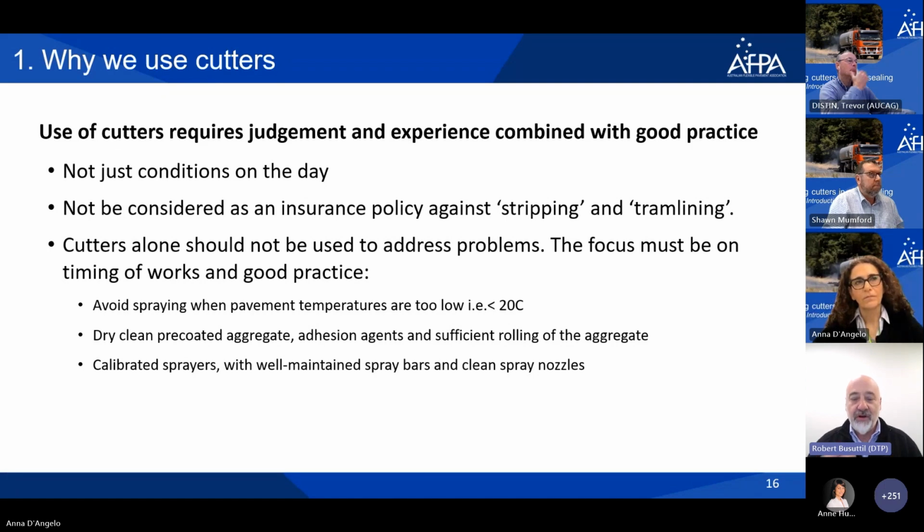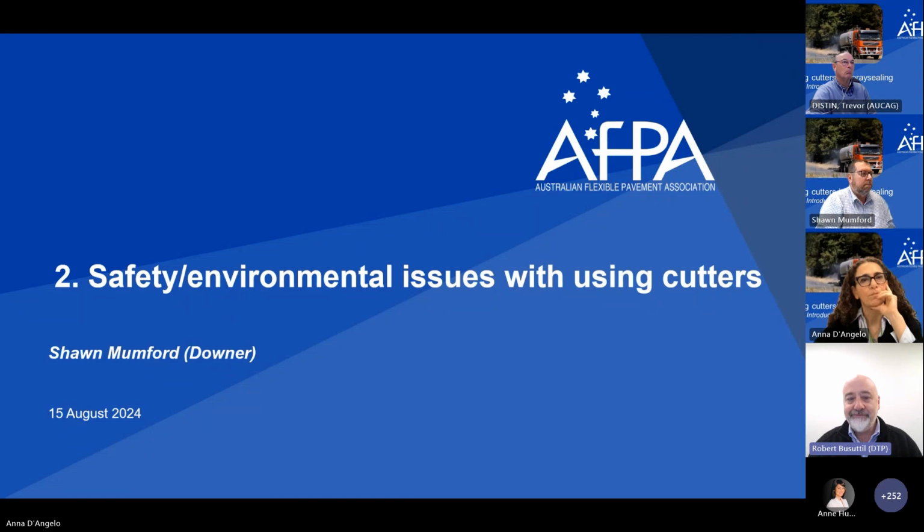You've got good, dry, clean aggregate. You're doing it at the right time of year. So avoid doing things in the middle of winter. Try and do your seals in summer, and making sure that the sprayers are calibrated and well maintained. So with cutters, it's all about having everything else being done according to the specification or following good practice, and that way you can minimise the amount of cutter that's going into your seal.